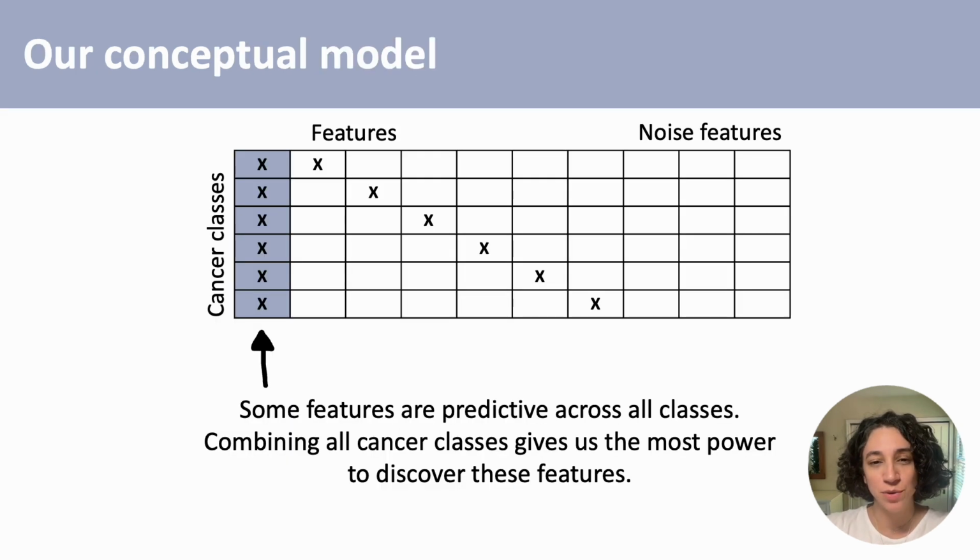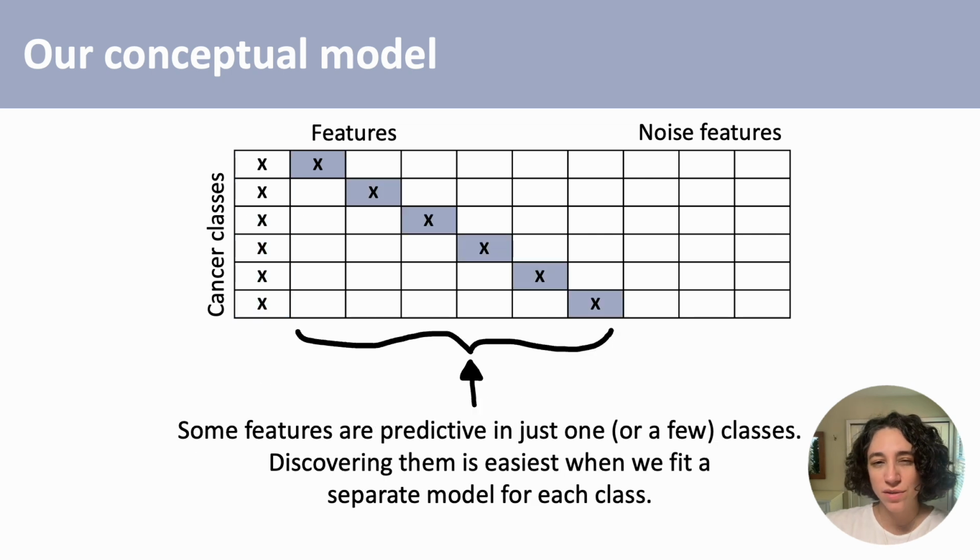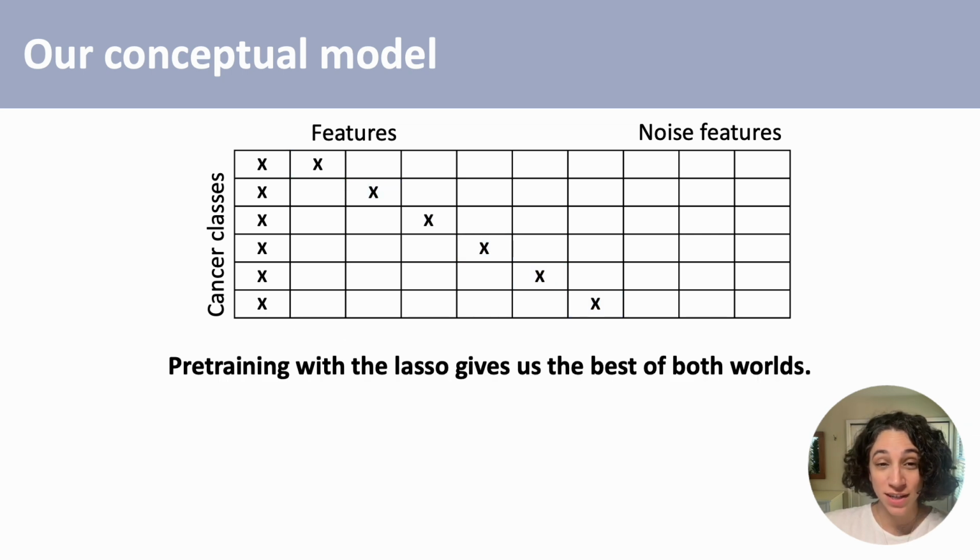Here is our conceptual model of the data. We imagine each row is a different cancer class, maybe the first is breast, the second is lung, and so on, and each column is a block of features. And we suppose that some features are predictive across all classes. Combining all cancer classes and fitting one model would give us the most power to discover these features. We also suppose that some features are predictive in just one or a few classes, and discovering them is easiest when we fit a separate model for each class. Good news, pre-training will give us the best of both worlds.